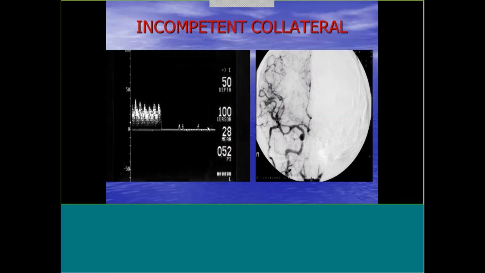Now, if you don't have good collateral, and again, I like to use this black and white because it's a little bit more dramatic, you can see where we have flow here, and then where they cross clamp, they're going to clamp off to clean. We have no collateral here. Even though this is a mean of 28, that's measuring this. This is measuring 0 because there's nothing there. And you can see by the angiogram, there's no crossover here. So this is a demonstration of definite incompetent collateral.